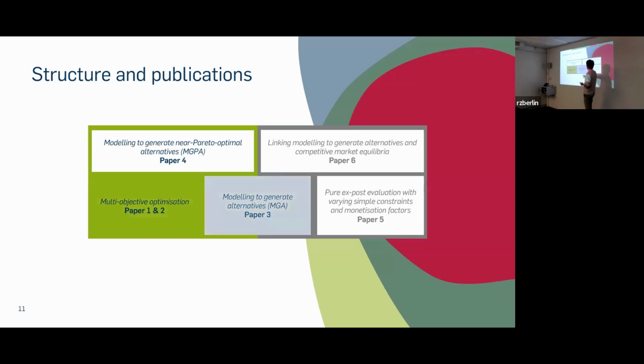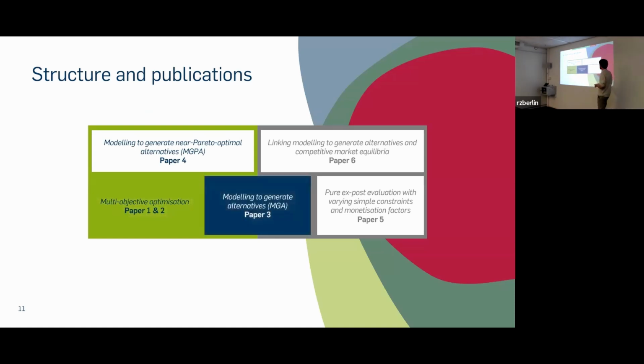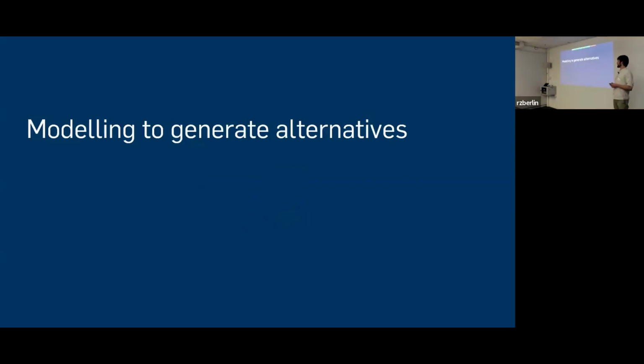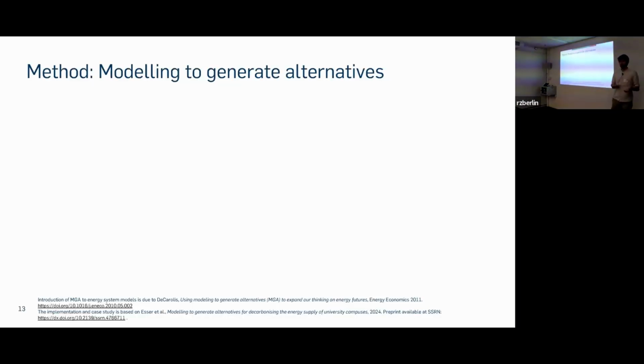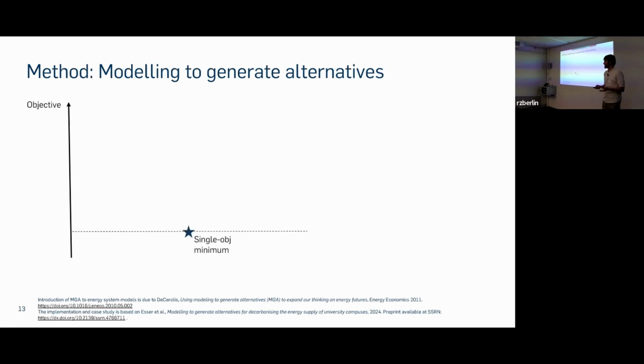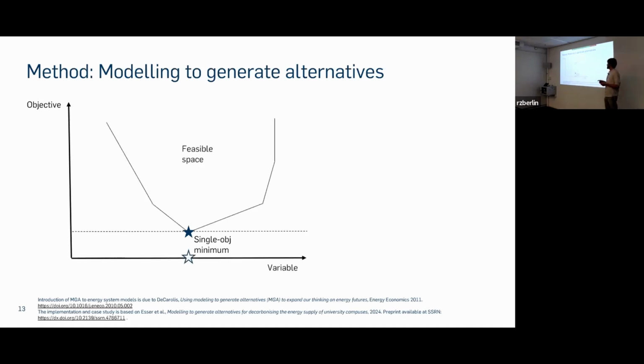So let's get to the second topic, or the second method, which is MGA. With MGA, I again start by explaining the method. We're back in a one-objective world. In a typical energy system model, we have one objective that we want to minimize to obtain the least cost solution. But now in an MGA world, we are also interested in variable values. So not only in objective space, but also in variable space.